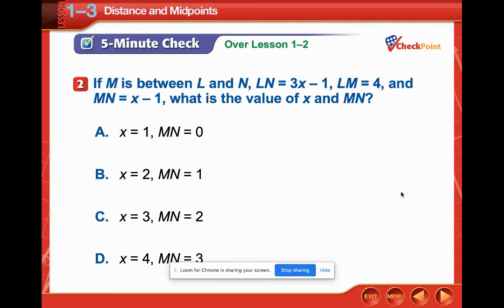All right. It's game time. So hopefully you're able to solve this problem. I believe it's B. All right.